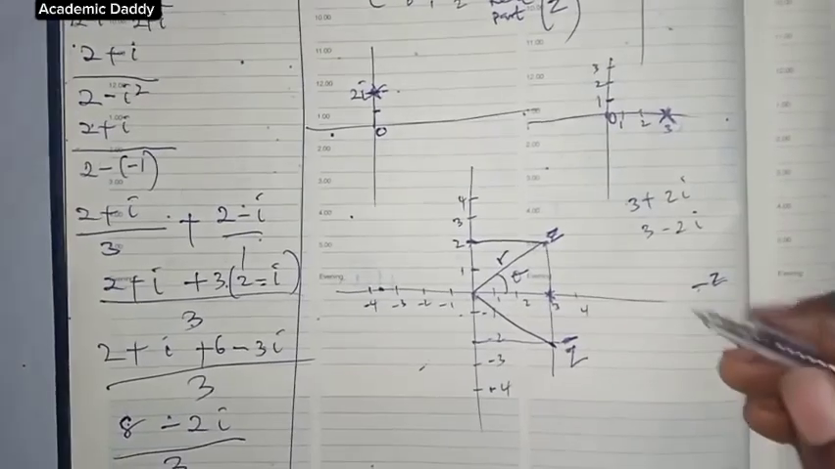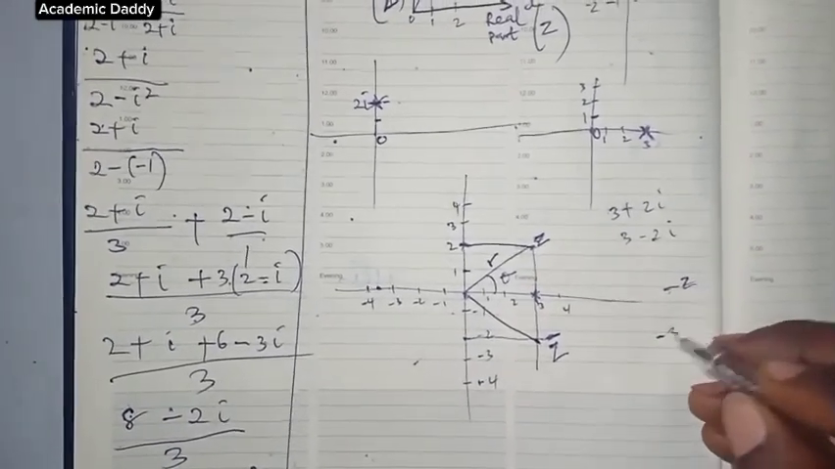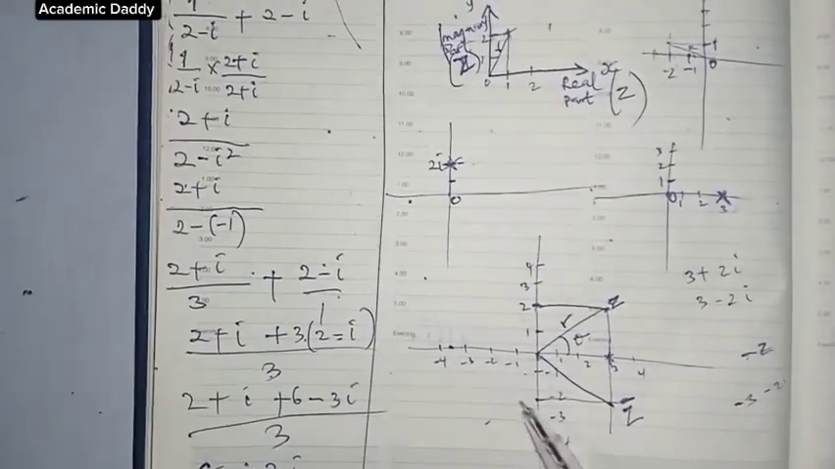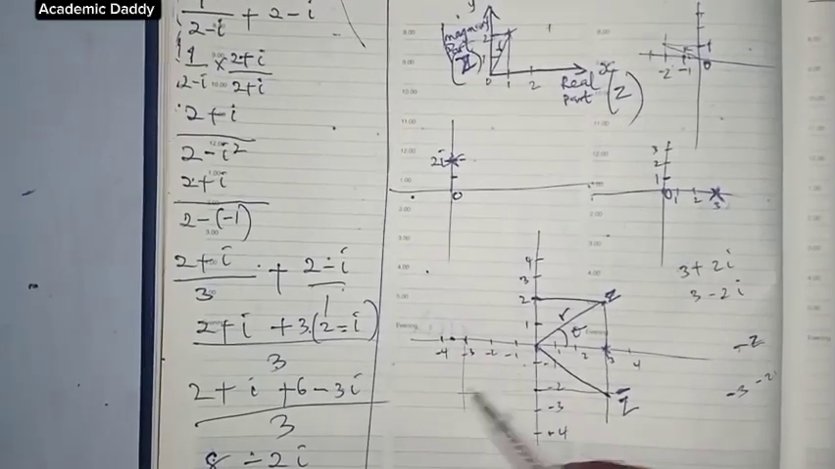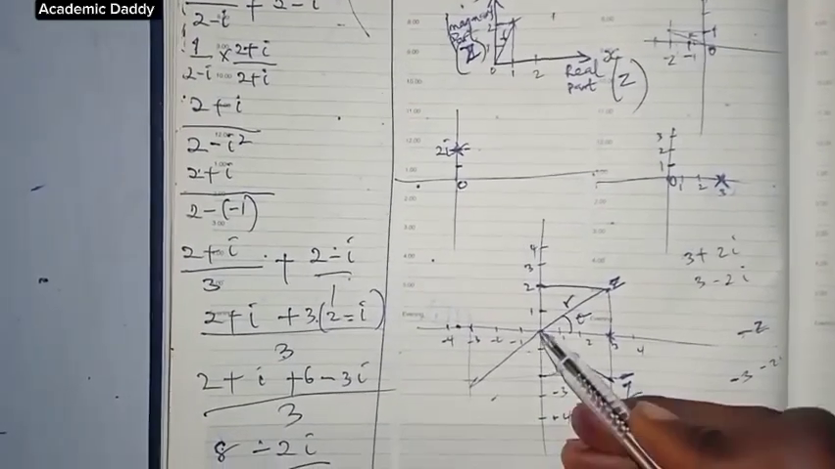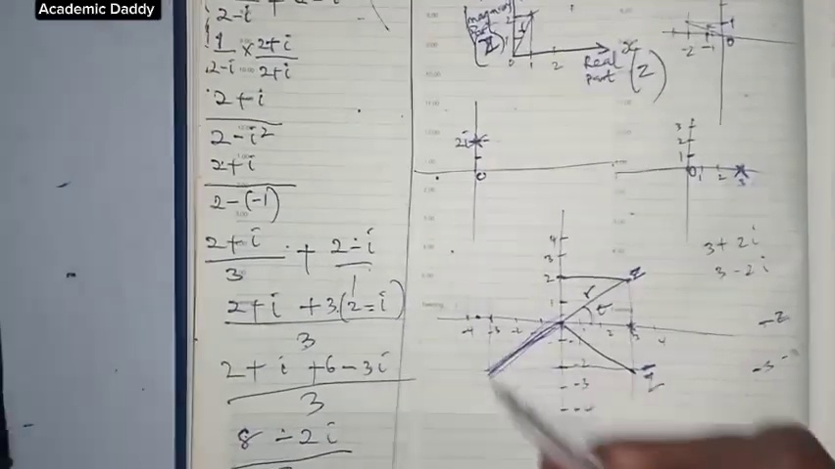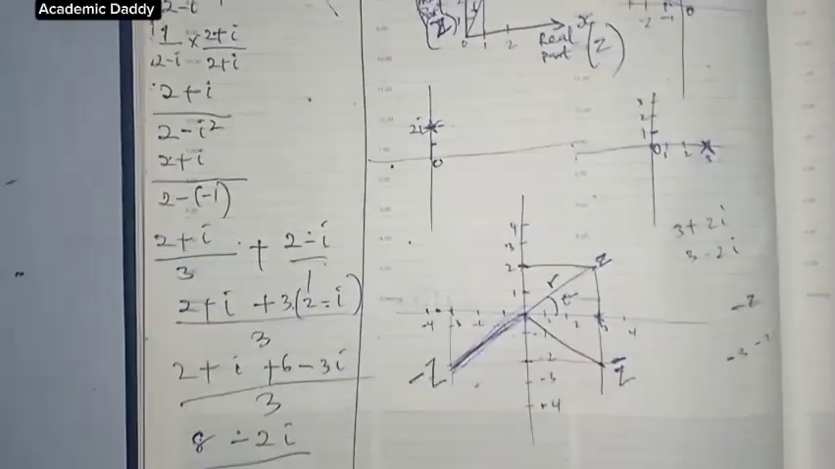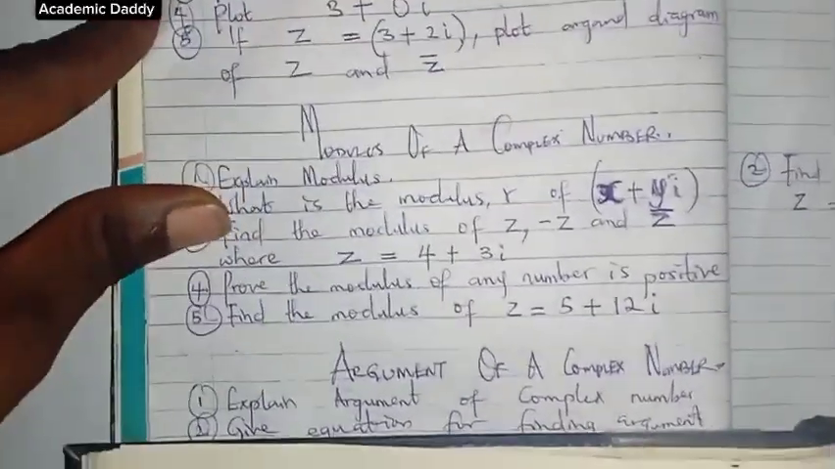What we do is to say minus z will be the same thing as saying everything here minus. Instead of 3 it becomes minus 3, instead of 2i it becomes minus 2i. So this will be minus 3 minus 2i. Sorry, mistake, it's minus 3 minus 2i. So this will be minus z, assuming they asked for minus z. All right, now with that said, let's move to what we call the modulus of a complex number.